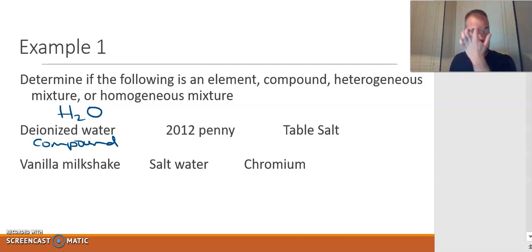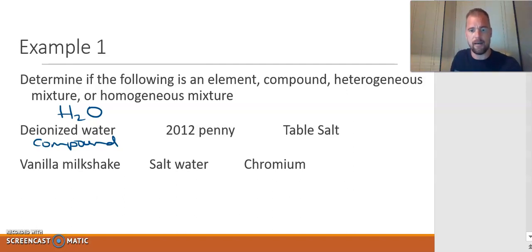The next one, 2012 penny. Now that might sound really random, and this one is actually a challenge one. A 2012 penny. Why am I saying that? Because they actually changed the way pennies were made back in 1982. Before that, they made pennies out of pure copper. But when they figured out that the copper itself was worth more than what 1 penny is actually worth, they changed how pennies were made.